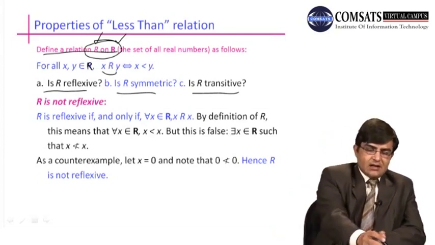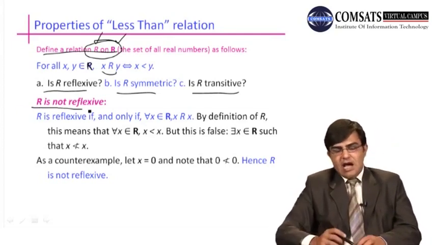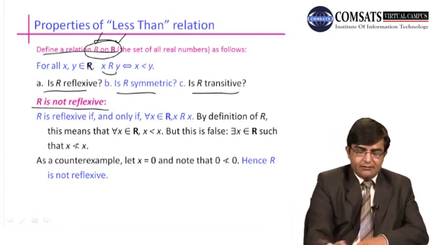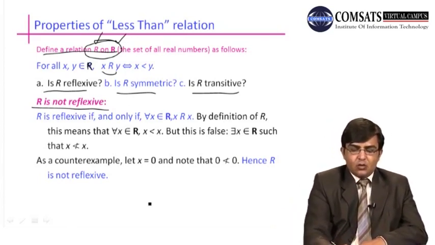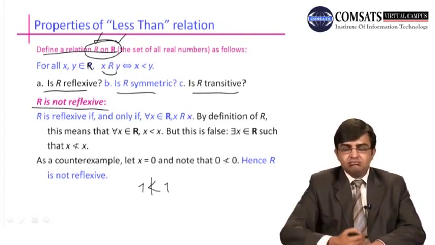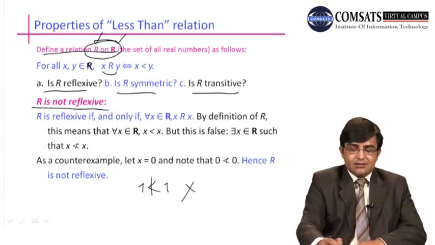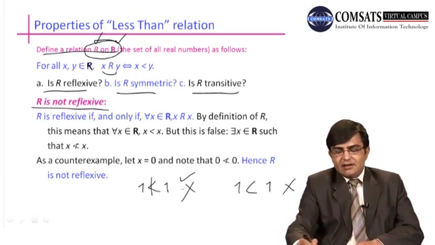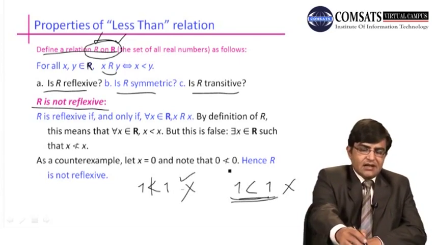So first we check whether R is reflexive. R is not reflexive because under this relation every element is not less than itself. For example, 1 is not less than 1. This is not true. So every element cannot be connected to itself through this relation.